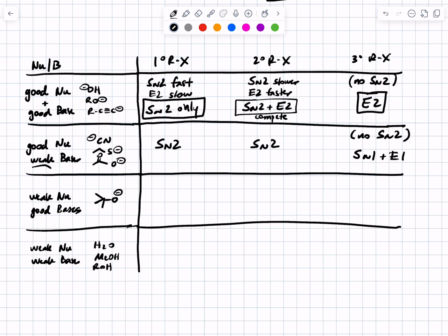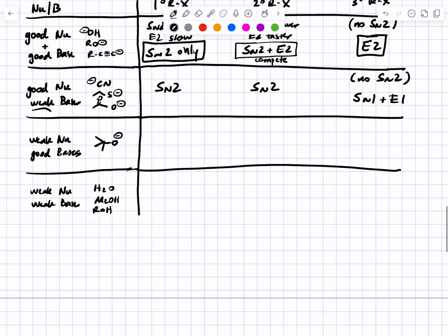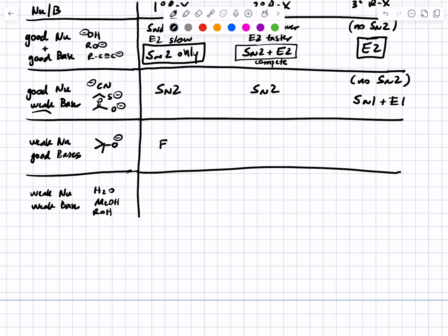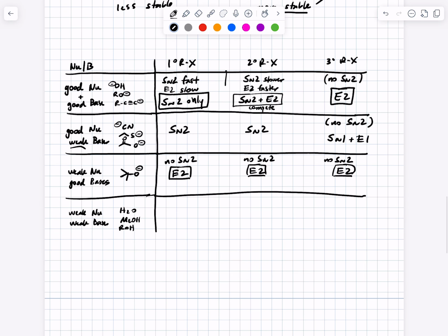Now, for weak nucleophiles that are good bases, this one's really easy. Those can't do SN2, so they can just do E2. Even though E2 is slow for a primary alkyl halide, the weak nucleophile that's a strong base has no other options, and so it's just E2 all the way. So that one's easy. Finally, for the weak nucleophile that is also a weak base, the only options it has are SN1 and E1.